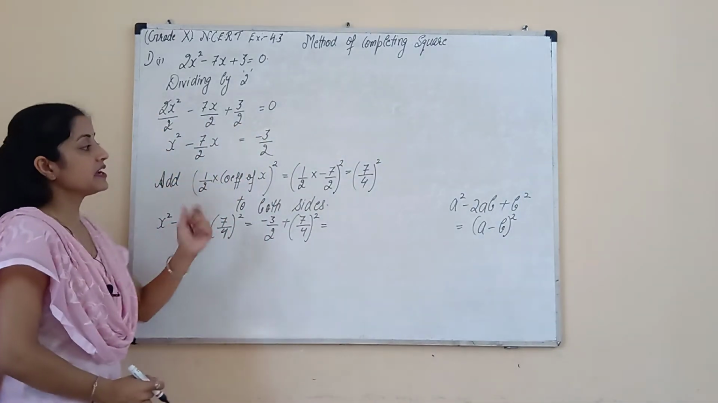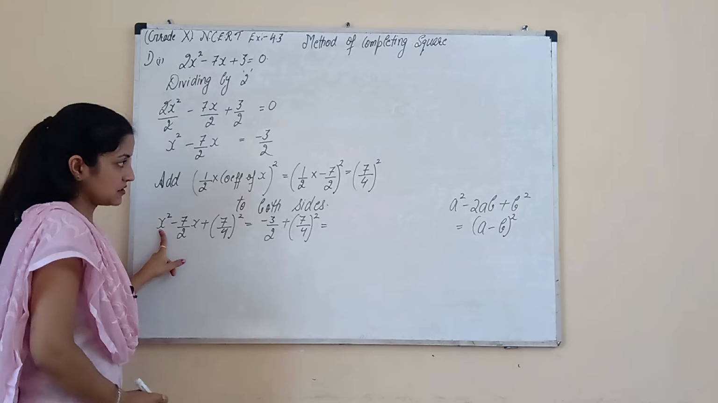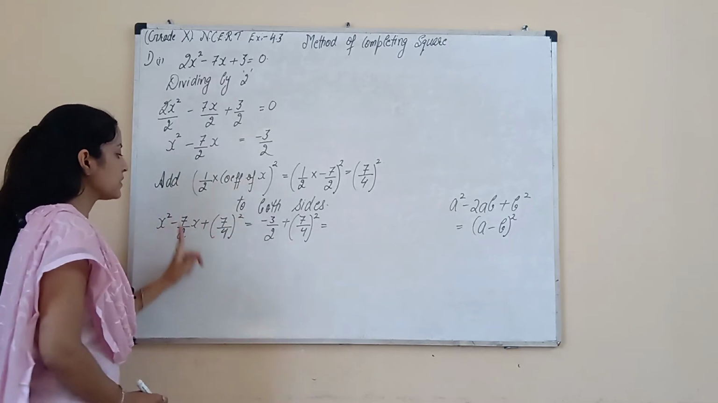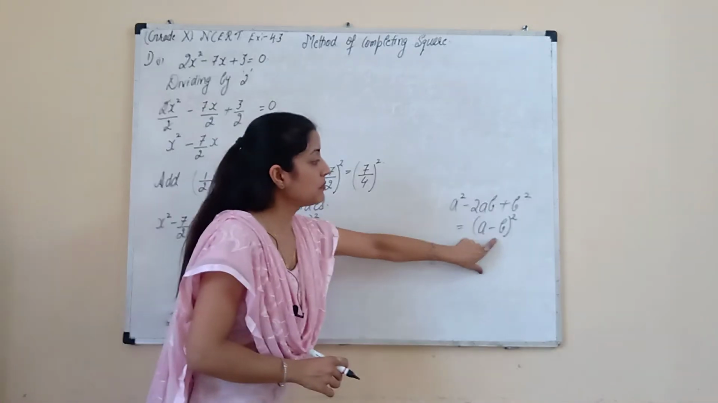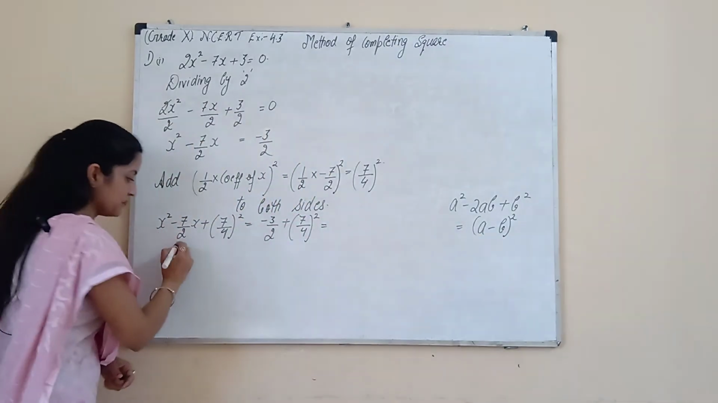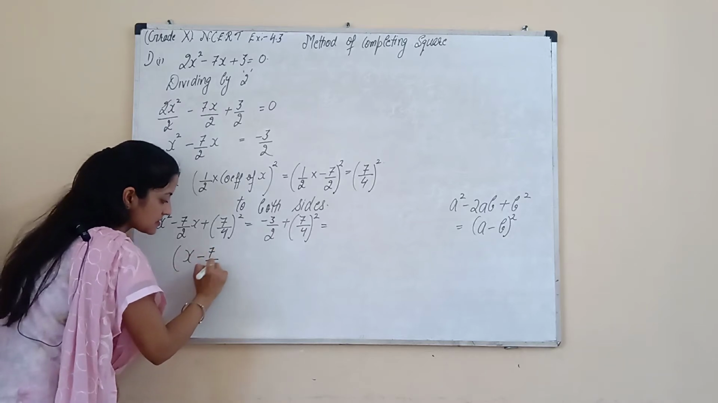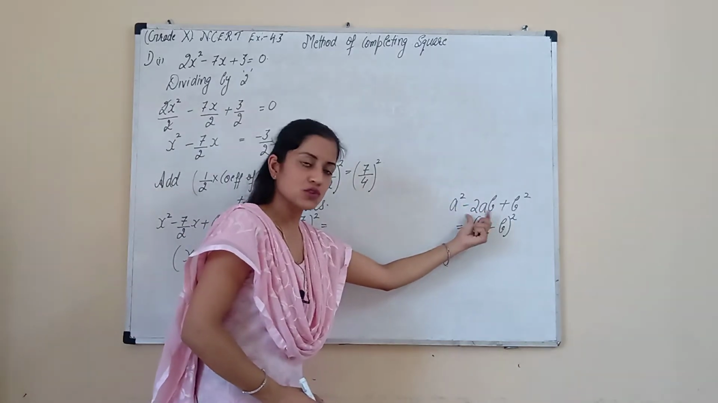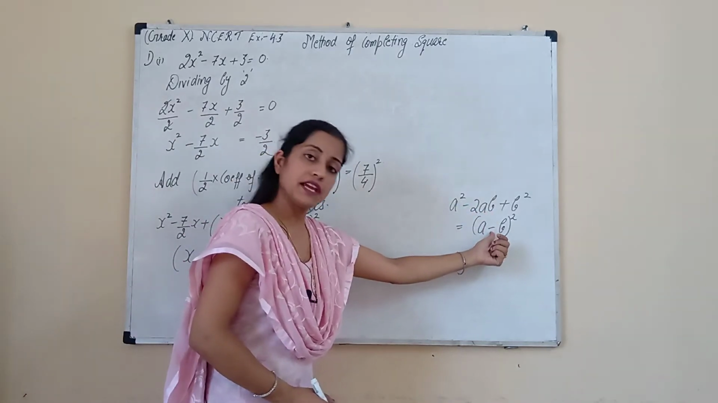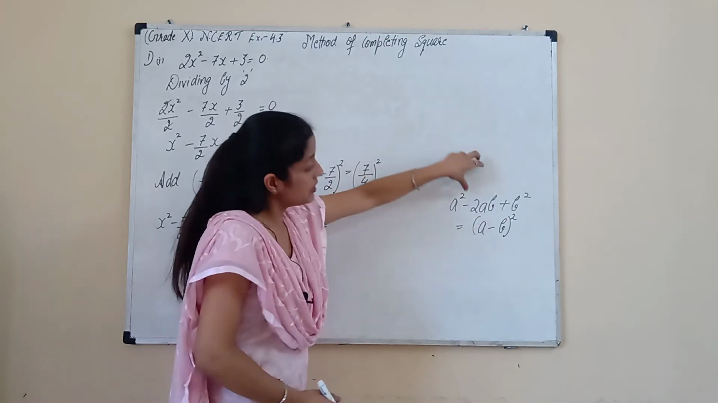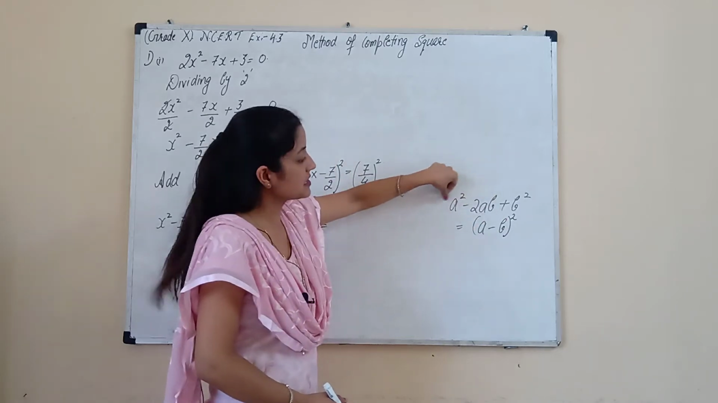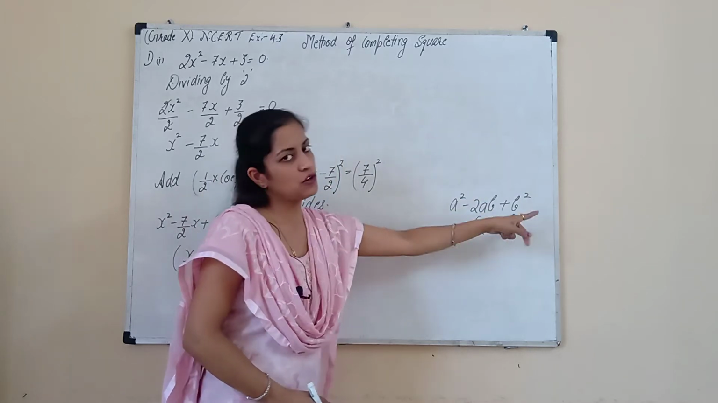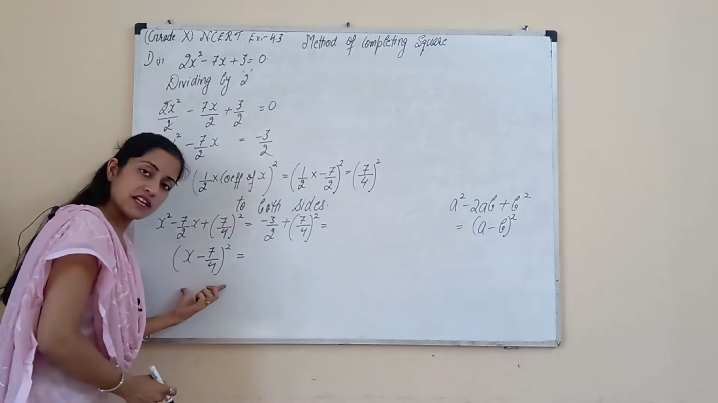In this left hand side we have x square plus 7 by 4 whole square minus 7 by 2 into x. It becomes a minus b whole square. So that means it becomes x minus 7 by 4 whole square. We know that 2ab is negative, so we have to put a minus sign. If in the identity plus is there, a square plus 2ab plus b square, then it becomes a plus b whole square. So it becomes x minus 7 by 4 whole square.